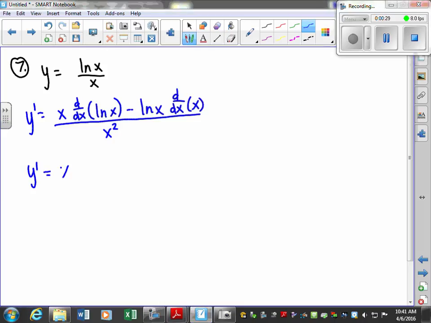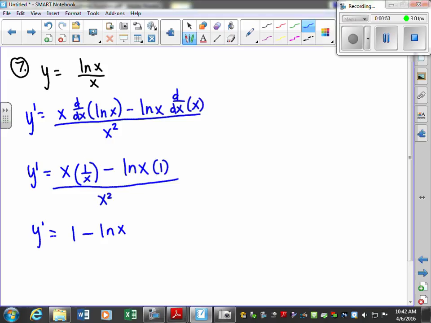Let's go ahead and start simplifying that. So we bring down x. What is the derivative of the natural log of x? Just 1 over x. Good. Carry down my natural log of x, and now what is the derivative of x? Just 1, and then of course the denominator is just over x squared. This actually simplifies fairly nicely, so what about this? Just gives us a 1 minus the natural log of x over x squared.